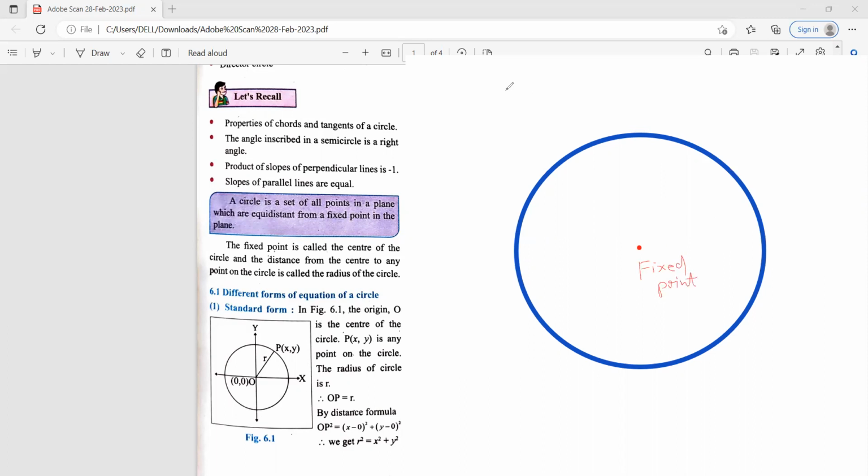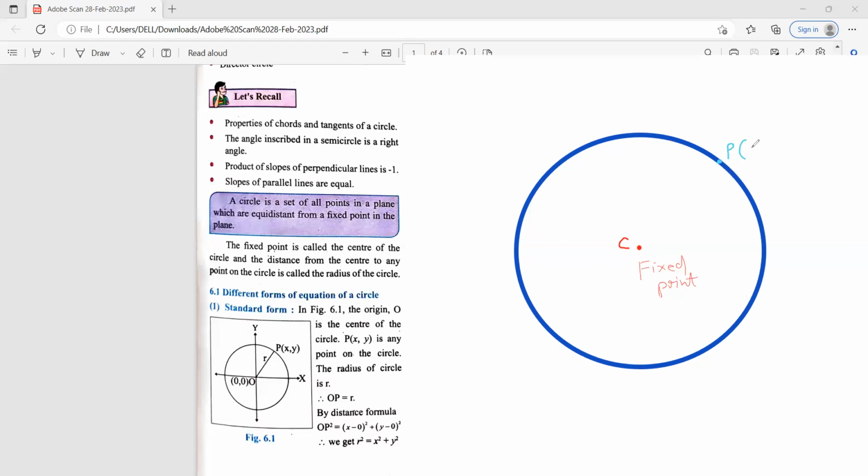Okay. Let us call this fixed point as C, the center C. And then all these points are variable points. You can select any point from these points. Say I select this point. Let us call this point as P. What is P? P is a variable point.